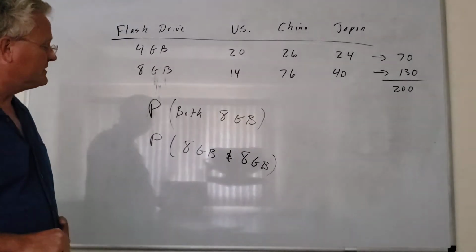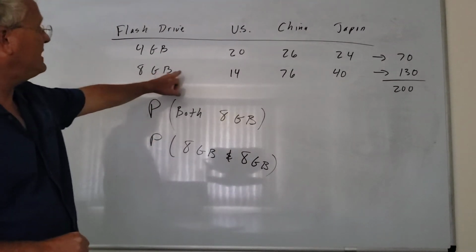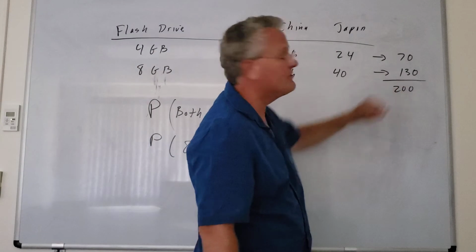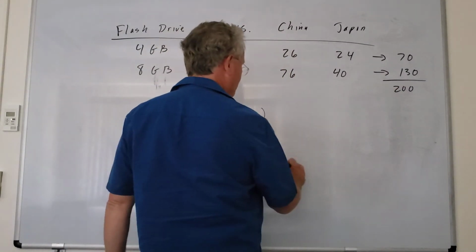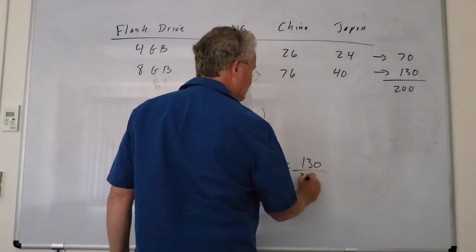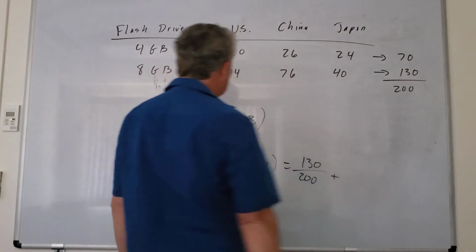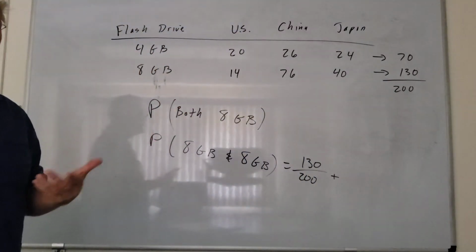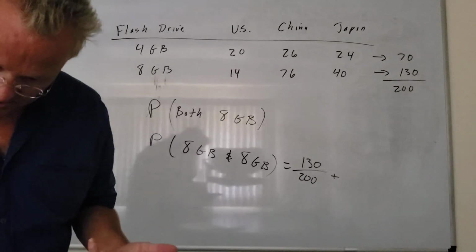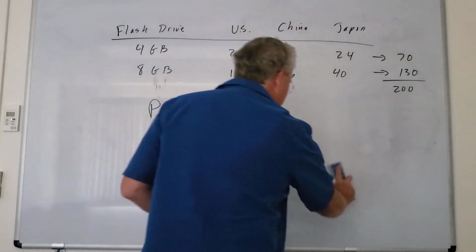So what's the probability the first one is an 8 gigabyte? Well, how many 8 gigabytes are there? There's 130 out of our total of 200. Now, what's the probability the second one is, sorry, this is a multiplication.